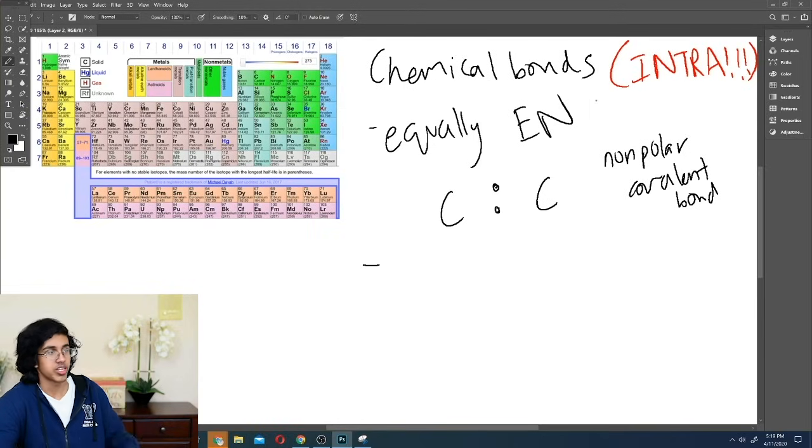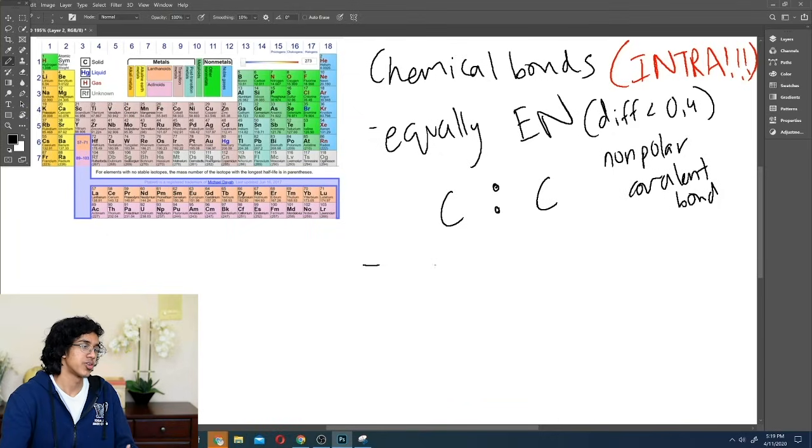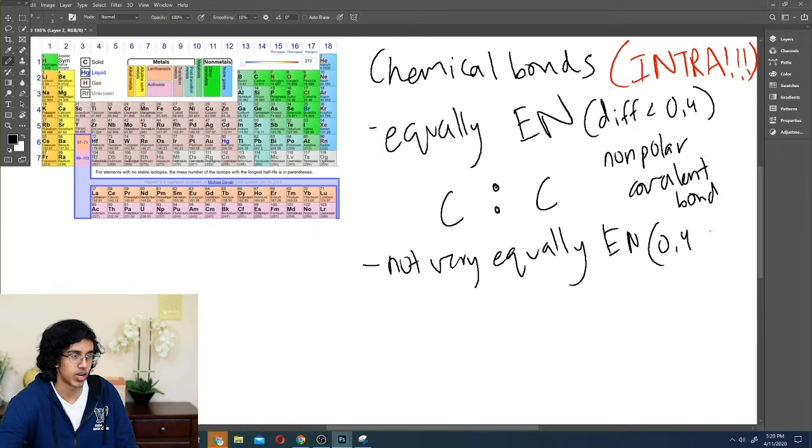Then the other case is one has a slightly greater electronegativity than the other. So for equally, it's like approximately the difference is less than 0.4. These numbers are pretty arbitrary, but just know if it's a small difference, you could essentially say they're equal. But if they're slightly greater than that, not very equal. I always thought that the difference for this case is between 0.4 and 1.4.